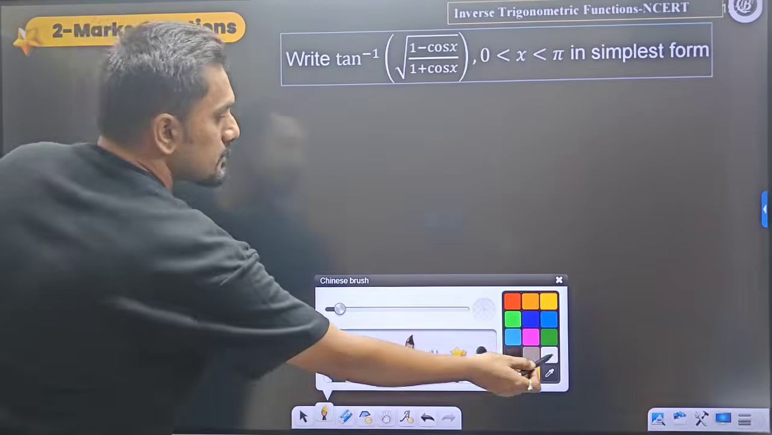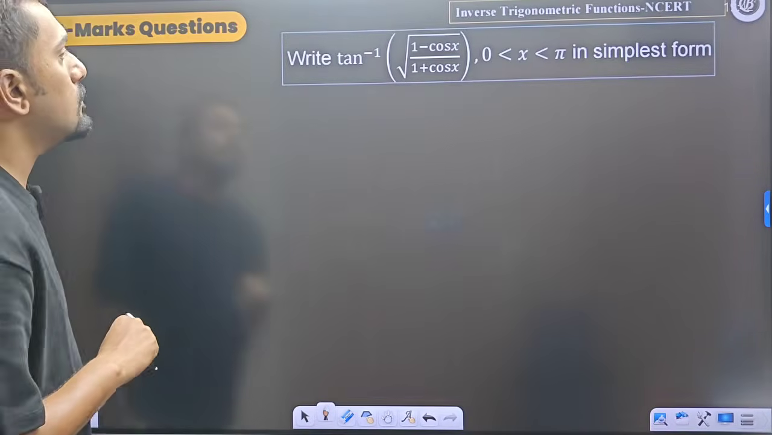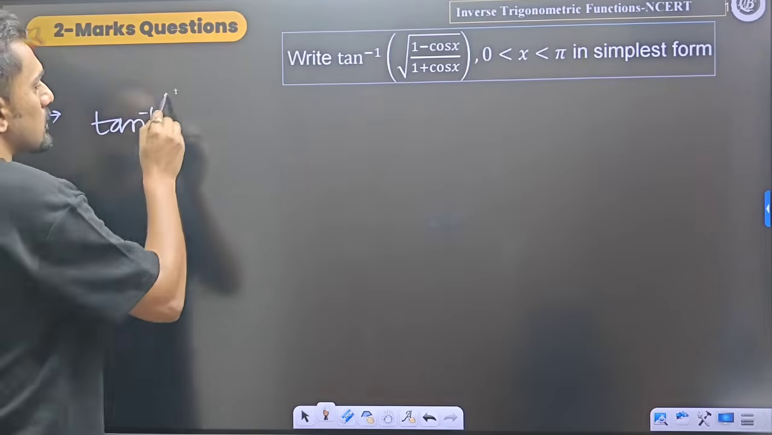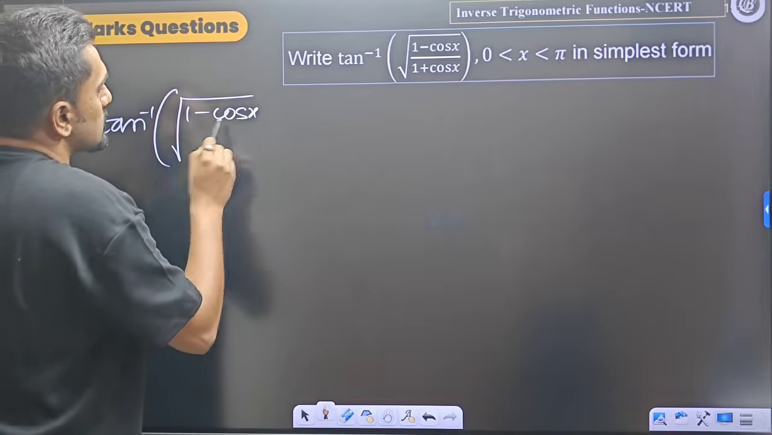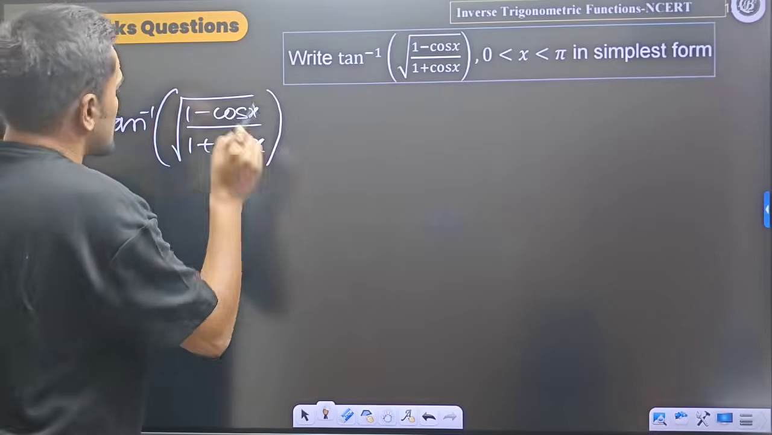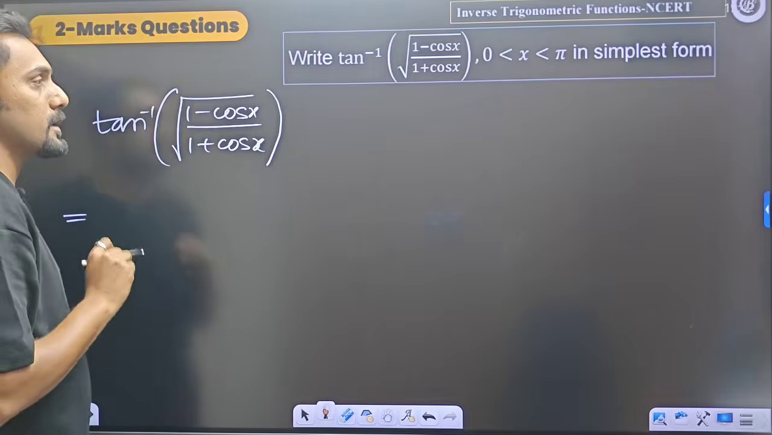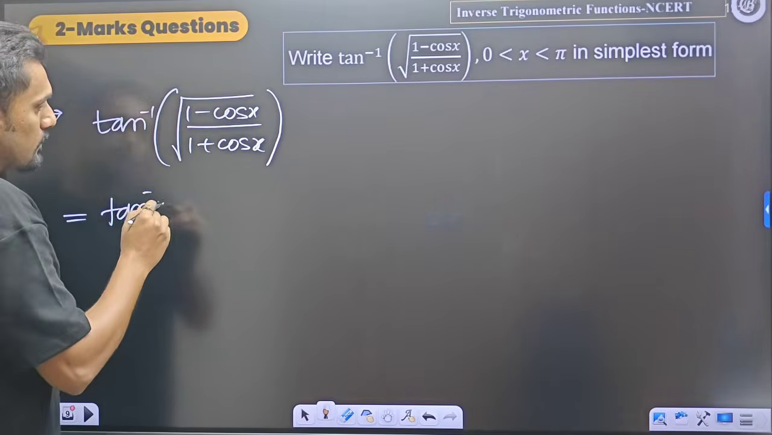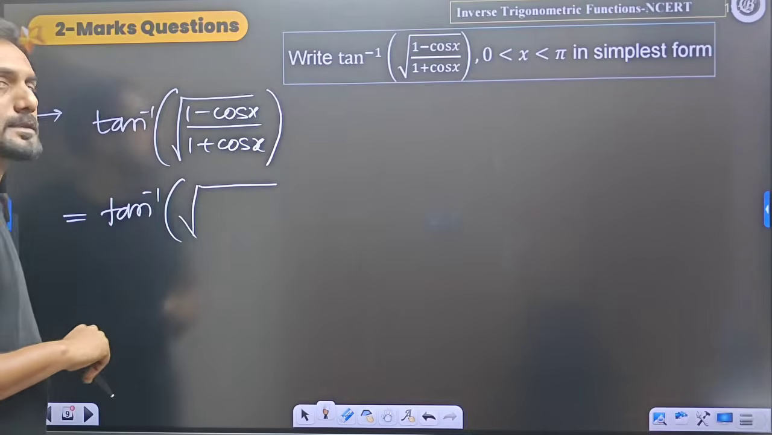Next question. That is for 2 marks. Again, write tan inverse of what? Root of 1 minus cos x divided by 1 plus cos x. Okay. For this I need to be very strong in trigonometric identities. Tan inverse of root of 1 minus cos x.